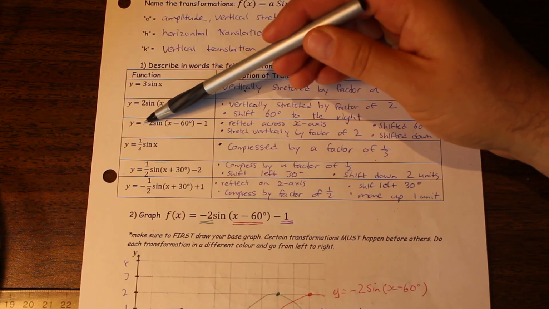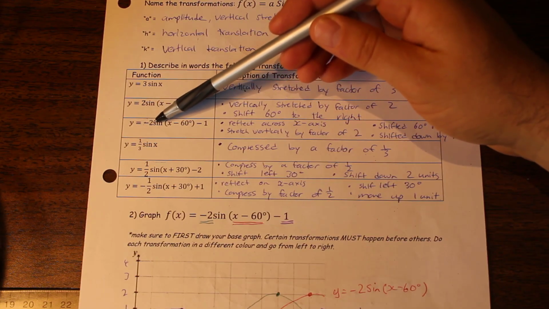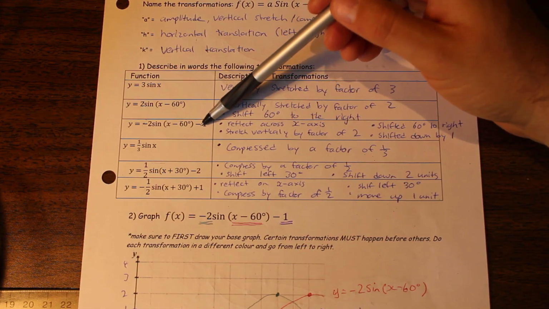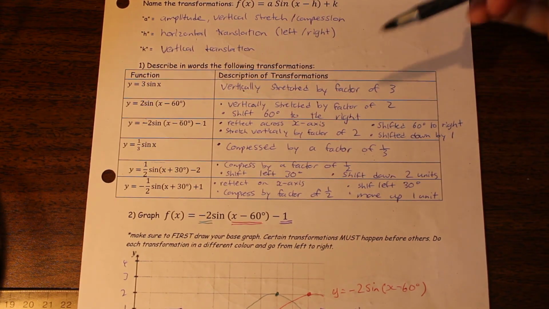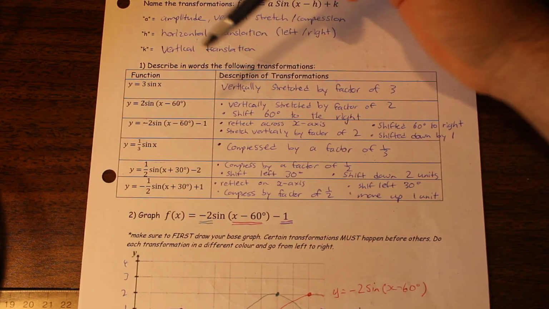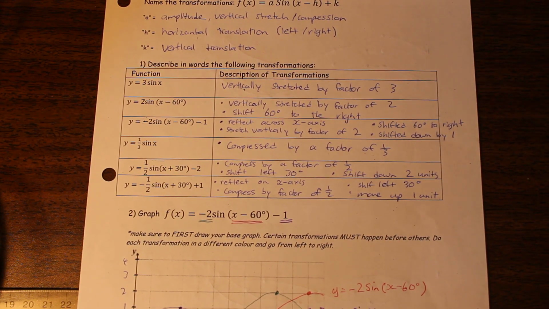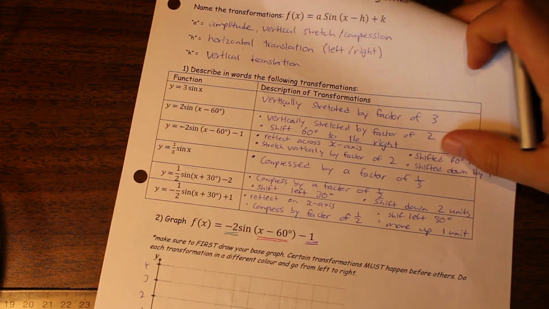This has been reflected across the x-axis. This has been stretched by a factor of 2, shifted 60 degrees to the right, and shifted downwards 1 unit. And again, if it's a fraction here, it's just compressed by a factor of 1 over 3. So that's how we describe these things in English, but how would we actually graph it?